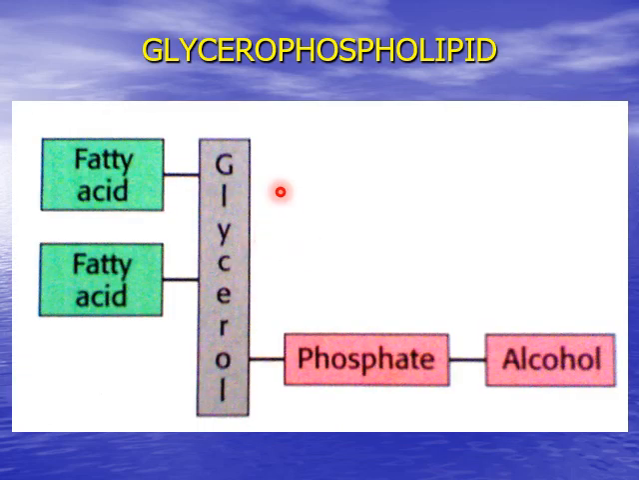This is the structure of glycerophospholipid where the platform or the backbone is formed by glycerol and alcohol to which two fatty acids are esterified to the first two carbon atoms, and to the third carbon atom a phosphate group is esterified to which an alcohol is attached.